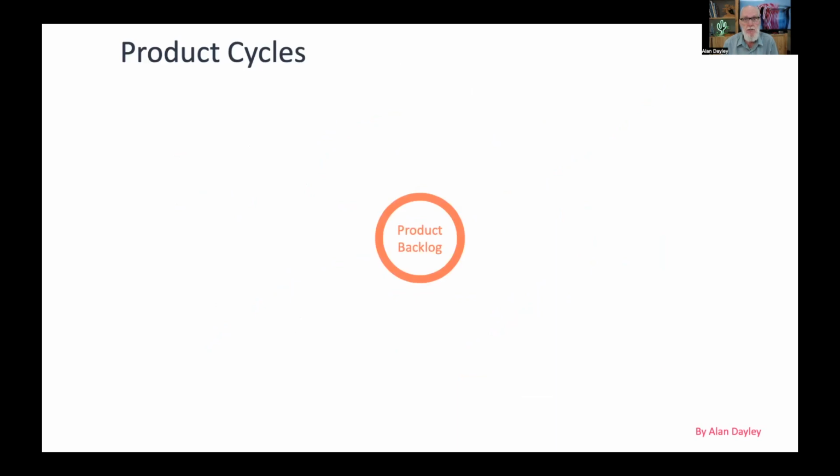The product cycles keeps that product backlog in the center. It's the focus. It's the central conversation piece of the work to be done and the state of the work as it is being done, and whether or not it's done, what the done state is. This is all your product backlog.